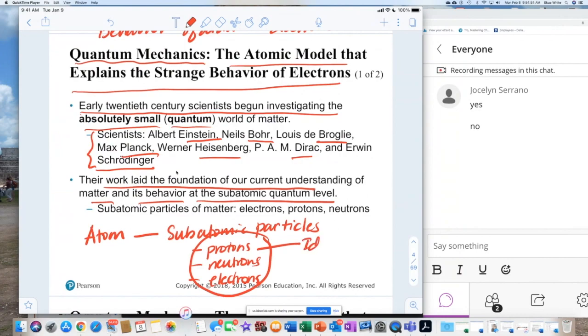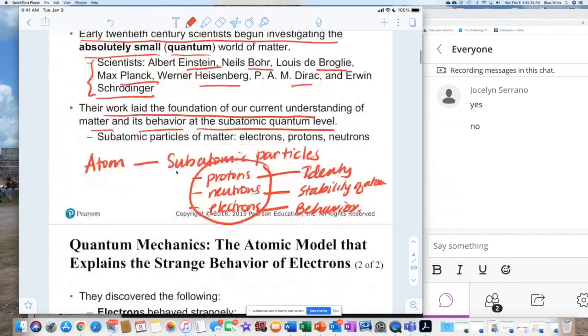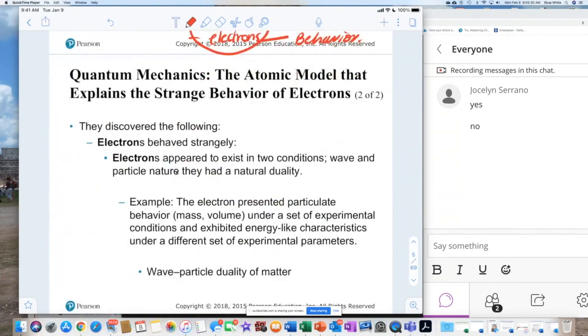Remember, protons, identity of the atom. Neutrons, we'll talk about this in 1412 if you take that class. Electrons, I mean, these add to the mass ultimately, they contribute to mass, but they have a more important purpose in 1412. But I'll mention it right now since I'm here. Neutrons help with stability of the atom, okay? And then electrons with the behavior of the atom.